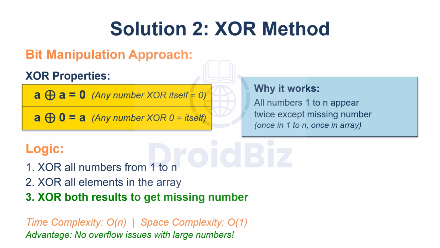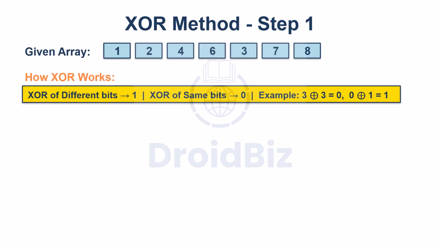This solution also has big O of n time complexity and big O of 1 space complexity. A big advantage of this method is that it has no overflow issues with large numbers, unlike the sum method. Let's understand this step by step next. Let's understand how XOR works step by step.